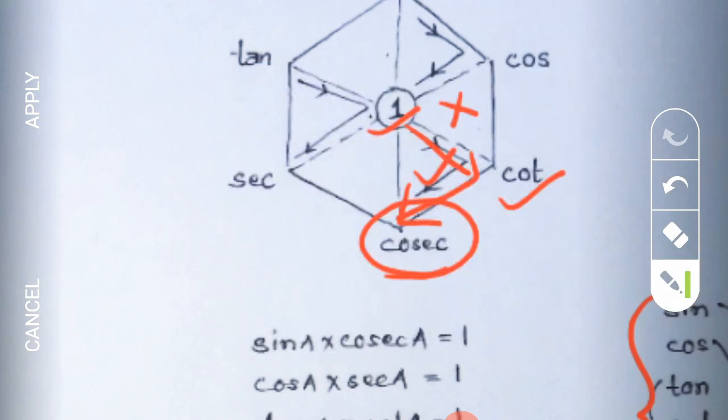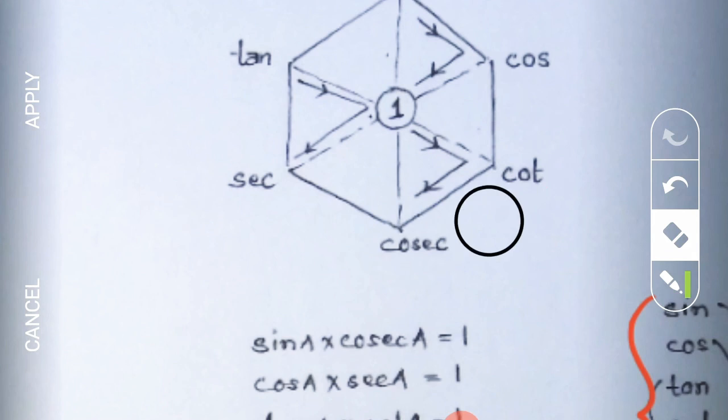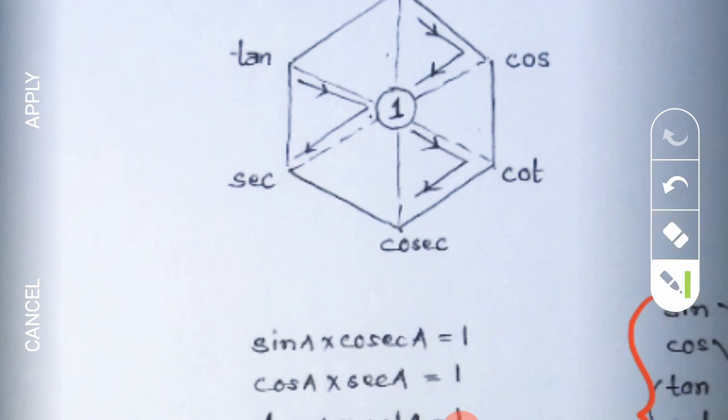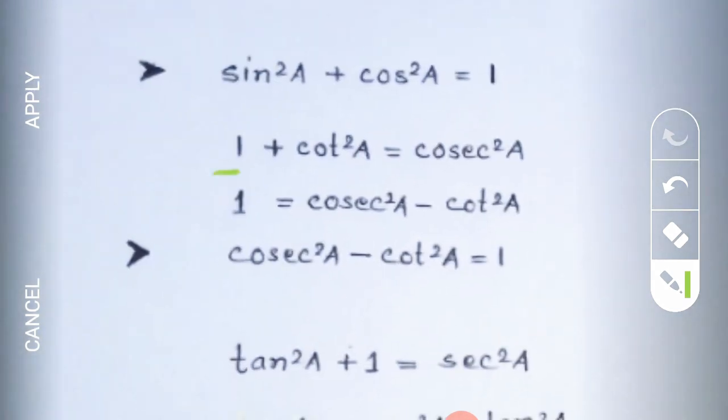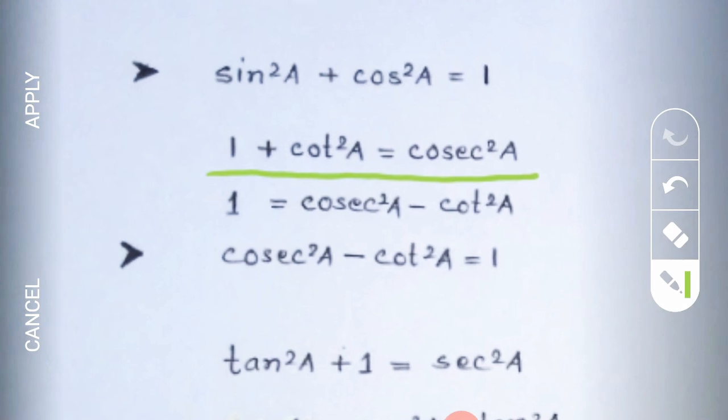1 plus cot square a equal to cosec square a. This is the second identity. See, this is the second identity: 1 plus cot square a equal to cosec square a.